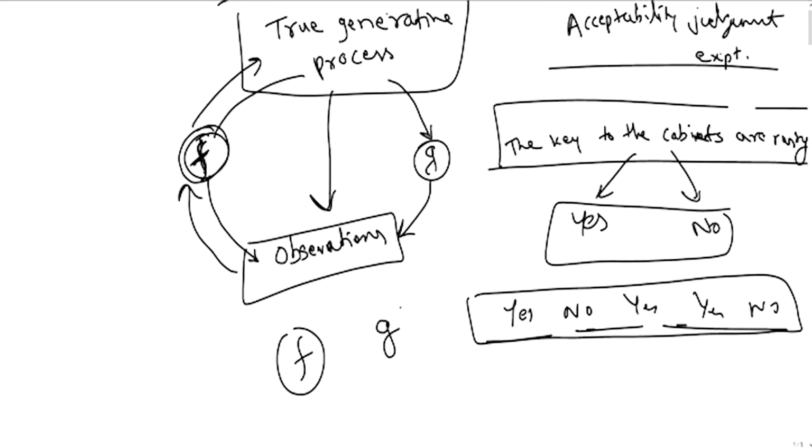Okay, so which one is a better assumption that can better explain this data? Given this data, you need to evaluate which assumption is more likely to generate this data. That's the end goal of inference.